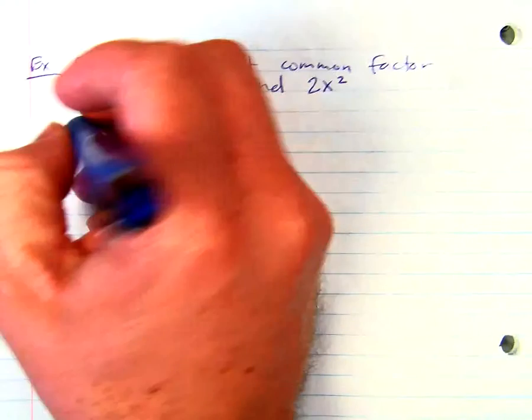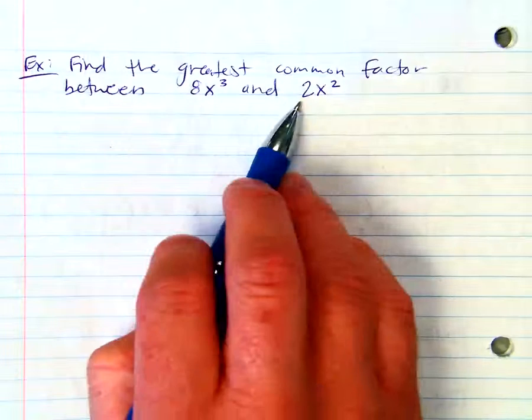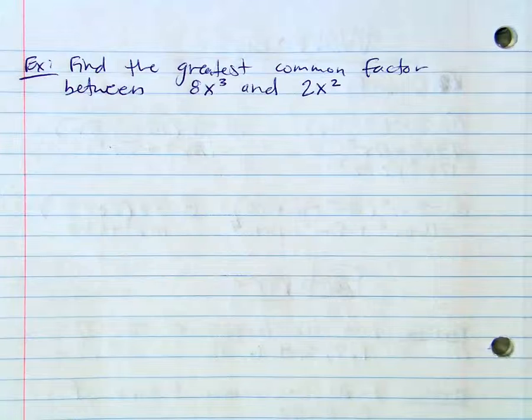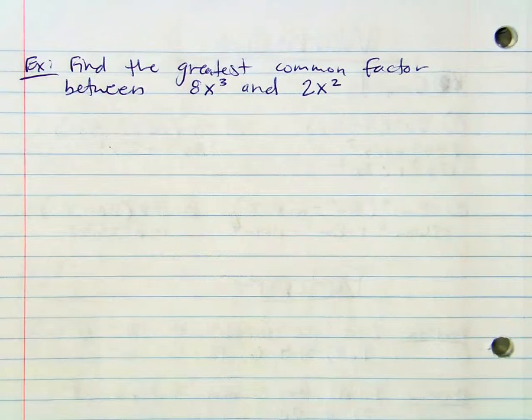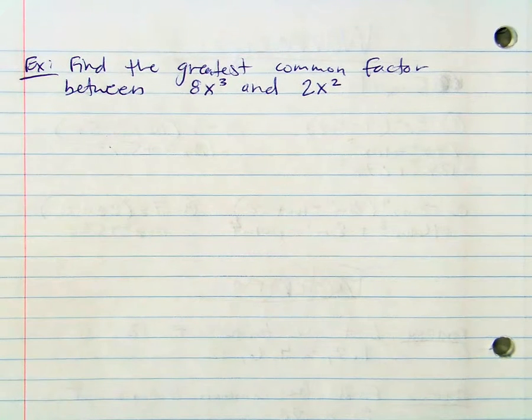So just looking at the coefficients, I have an 8 and a 2. Now, integers, whole numbers, we're used to this already. Can somebody please tell me, with the numbers 8 and 2, what is the largest factor that they have in common? The greatest common factor with 8 and 2. What is the biggest number that goes into both of them? Nicole? 2. 2 goes into 8, and it goes into itself.